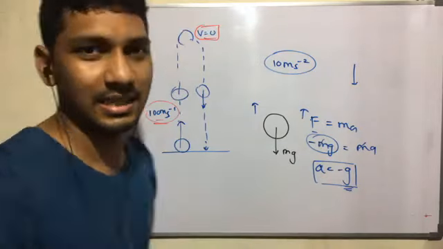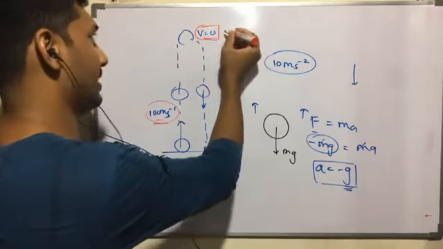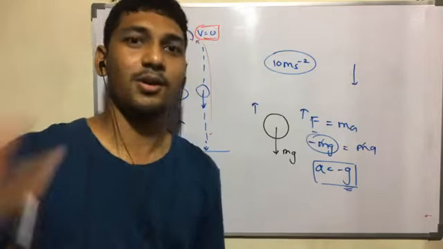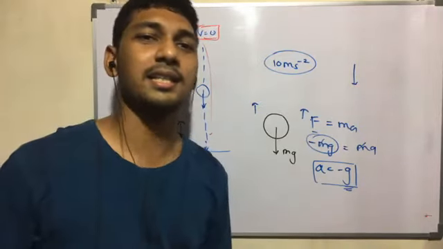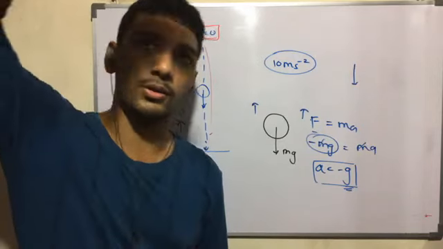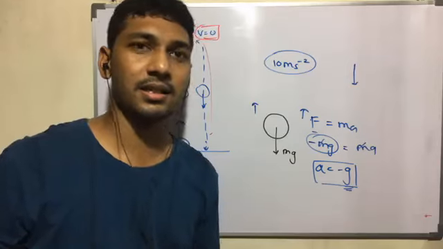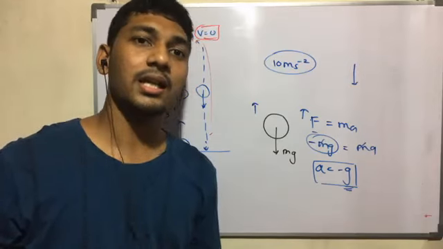10 seconds. So 10 seconds to go up and 10 seconds to come back. Only with your mind, you don't have to write anything. So 10 seconds to go to rest and 10 seconds to come back, if there is no air resistance. So it's totally 20 seconds.